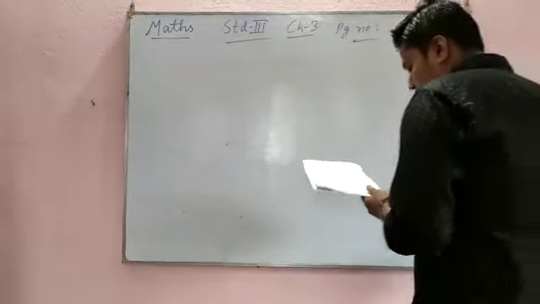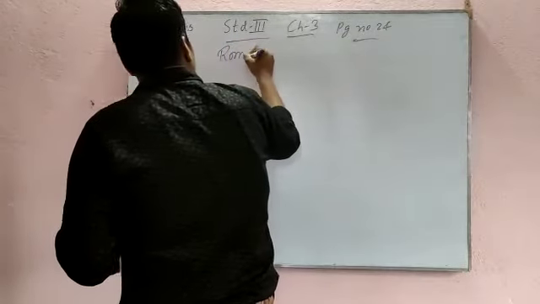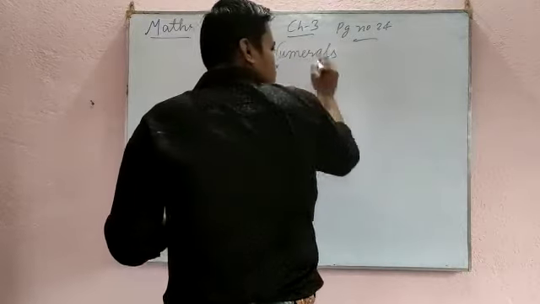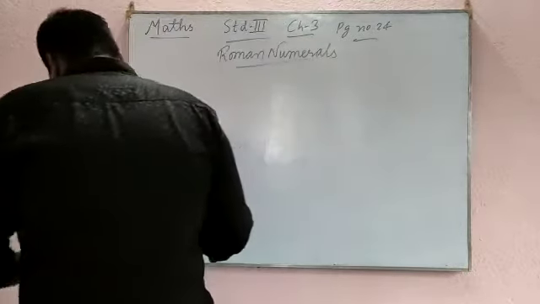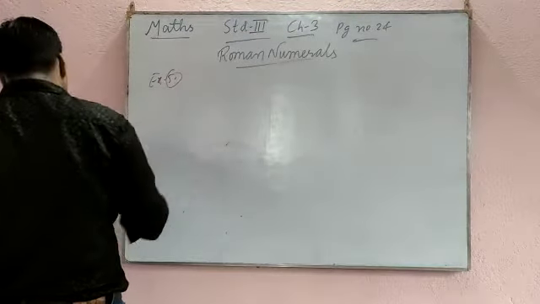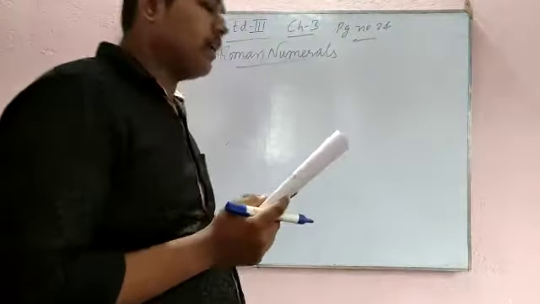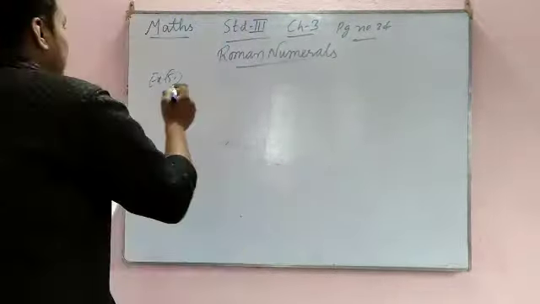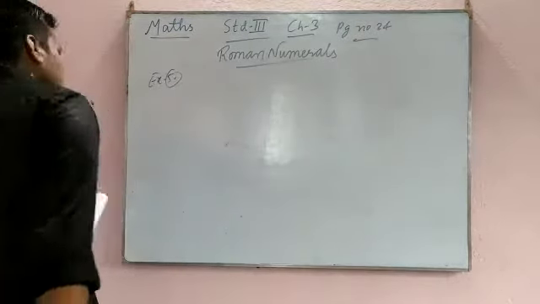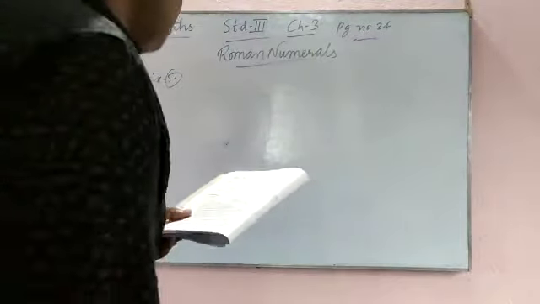Page number 24, topic is Roman numerals. Okay, so first see example number 5. Write the Hindu-Arabic numerals for the following. Now Hindu-Arabic numerals, this is known as Hindu-Arabic numerals. 1, 2, 3, and this is also known as what? It is also known as cardinal numbers.